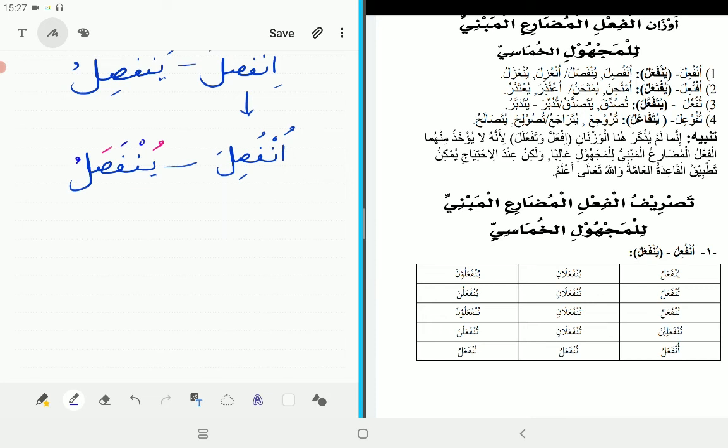ولكن عند الاحتياج يمكن تطبيق القاعدة العامة والله تعالى أعلم. However, if there is a need, then it's possible for us to apply the general principle. So the general principle can apply even to those verbs which are not commonly or frequently used by the Arabs in extracting the passive voice from them.